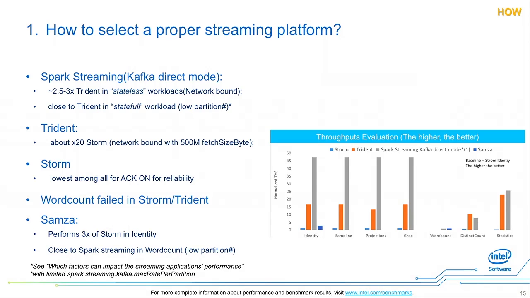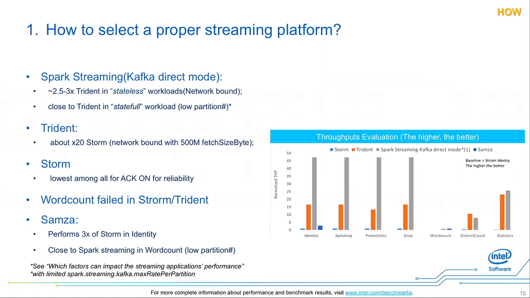Another finding is for Storm. Here Storm does not perform very well, right? Because we turn on the ACKs here. According to another experiment, if we turn off the ACKs, you can get a 9 times speedup on the Storm system. But the ACKs are turned on by default for reliability concerns. Another finding is that when we have a large scale factor, the word count application failed on both Storm and Trident. But if we use a small data factor, both systems can get the correct performance score.